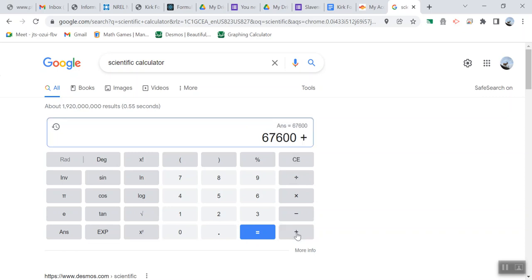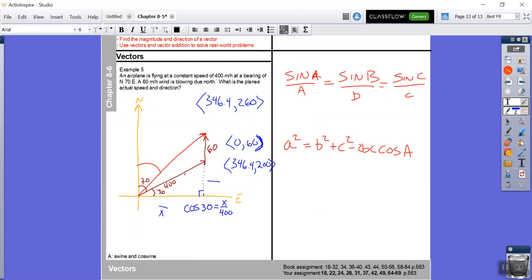And I'm going to add that to 11992.96, and then I'm going to take the square root of it. So 187,592.96. Hit enter, and so we know the airplane is actually traveling 433 miles per hour. So going over here, we have an actual magnitude of 433. All right, so now we have all the side lengths.